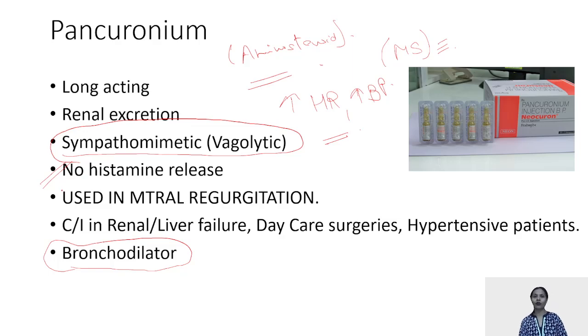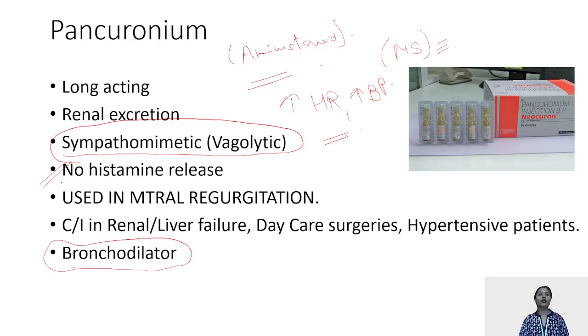Actually, these days, pancuronium is not too much used because of the introduction of inhalational agents, which are very good bronchodilators. But if asked which is the best muscle relaxant for an asthmatic patient, it is still pancuronium because it's an excellent bronchodilator. It gets renally excreted, contraindicated in renal and liver failures. Daycare surgeries, of course, you cannot give it because it's a long duration drug.